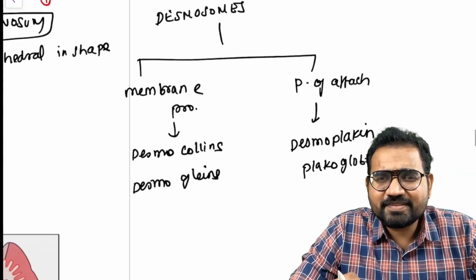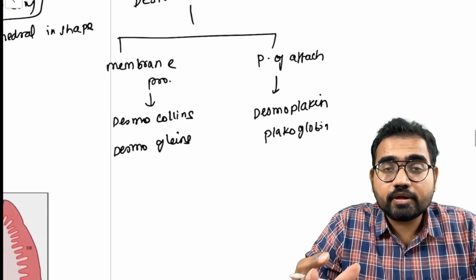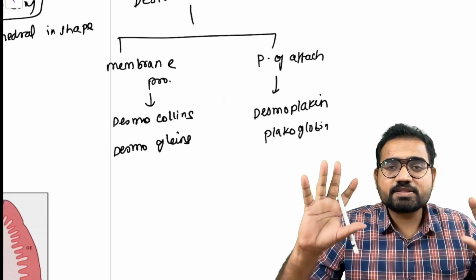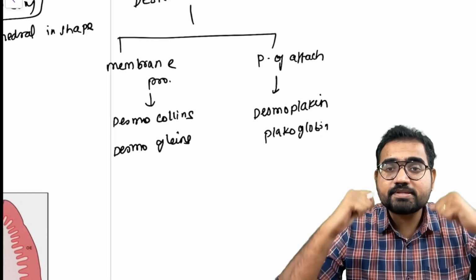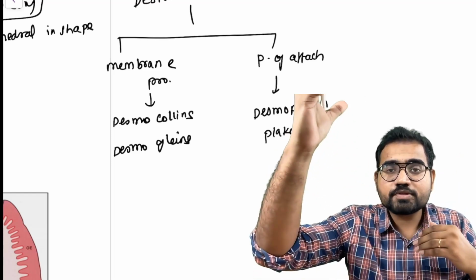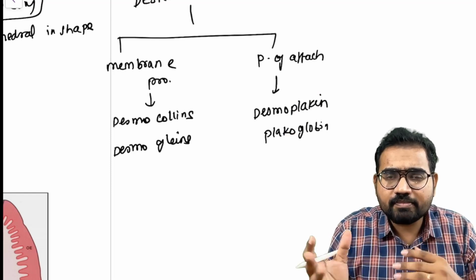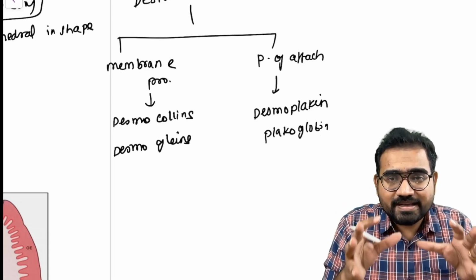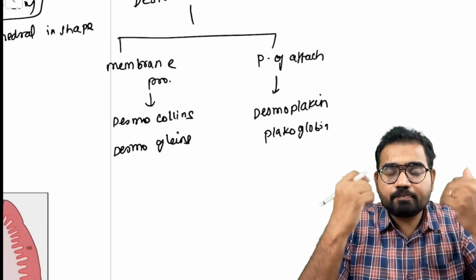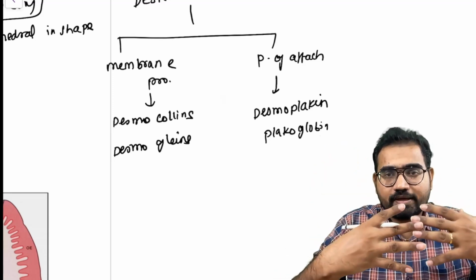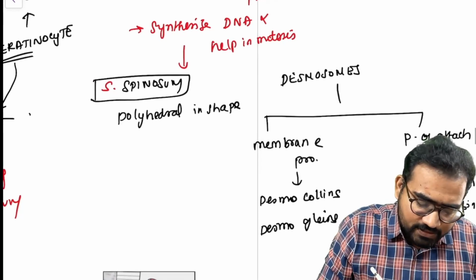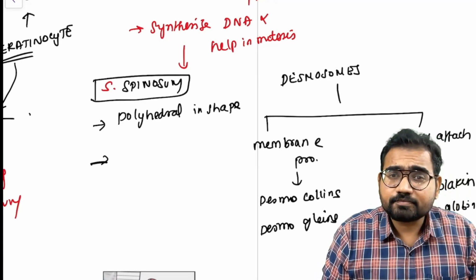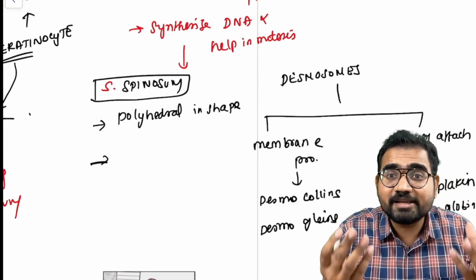See, the names are only looking very tough, but the function is very simple. Cell to cell attachment is by desmosomes. A cell moves from the stratum basale to the stratum spinosum with the help of desmosomes. These two types of proteins help a cell to move upward and also to stay united. The cells of the stratum spinosum are polyhedral in shape, and they start to multiply.